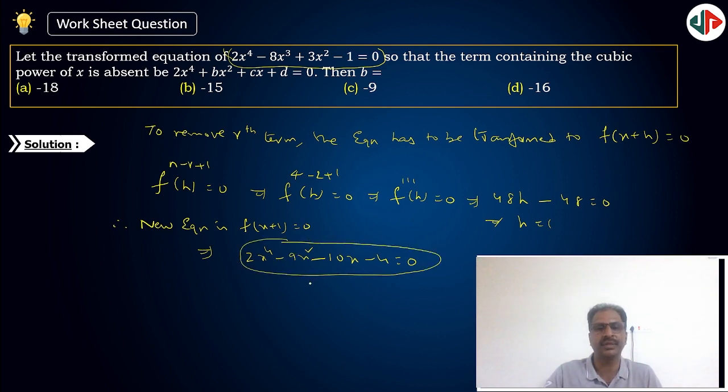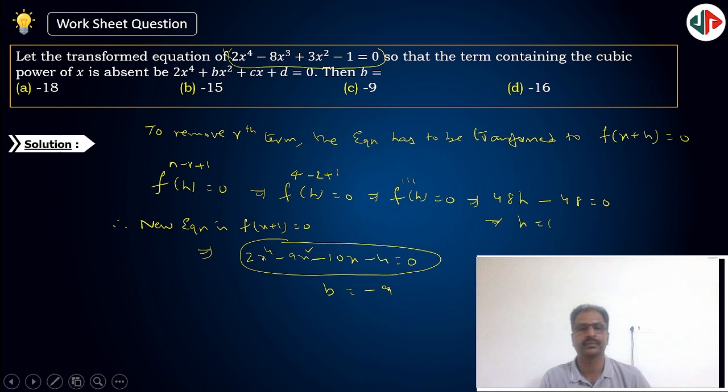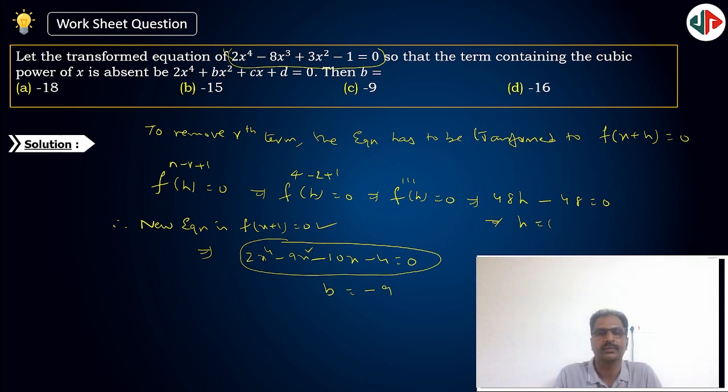Compare this with the given equation and find b. B is nothing but minus 9. Option C. To find f of x plus 10, use Horner's method and find the new equation and compare with the given equation. Let b be minus 9.